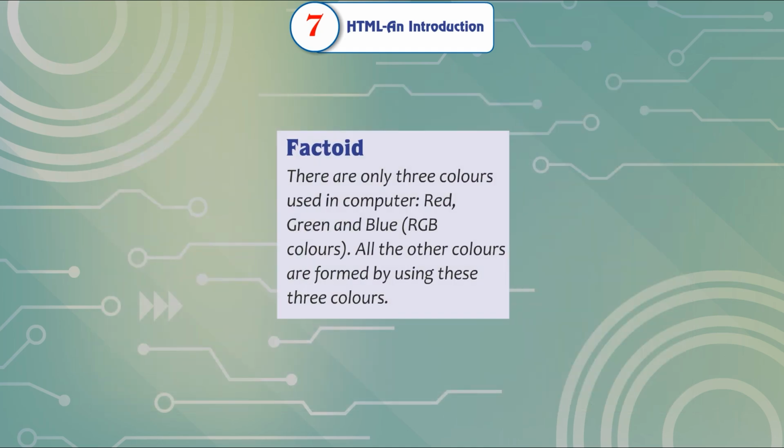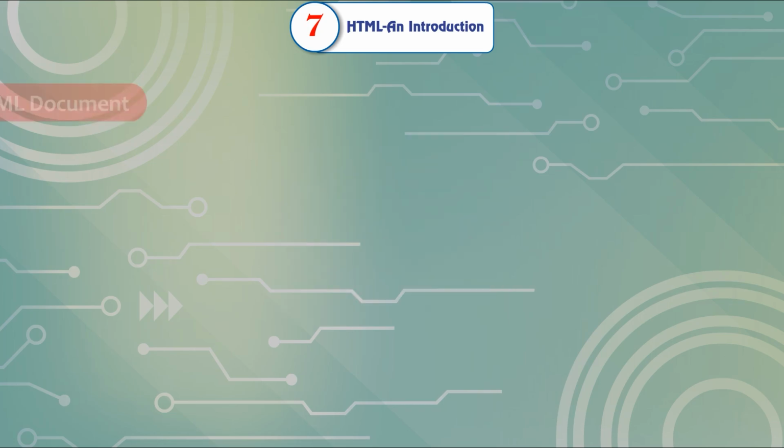Factoid: there are only 3 colors used in computers: red, green, and blue, the RGB colors. All the other colors are formed by using these 3 colors.